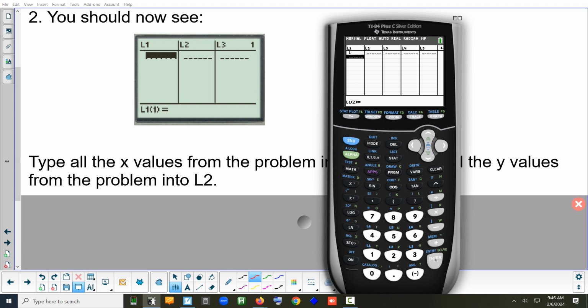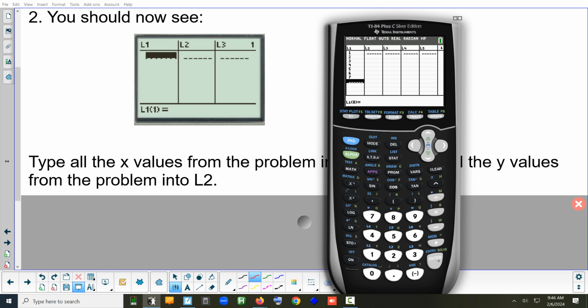What's the next x value? 2. Hit enter. What's the next one? 3. And how high do we have to go? 7. We've got to go all the way to 7. So keep going: 4, 5, 6, 7. Everyone's calculator should have those 7 numbers under where it says L1.